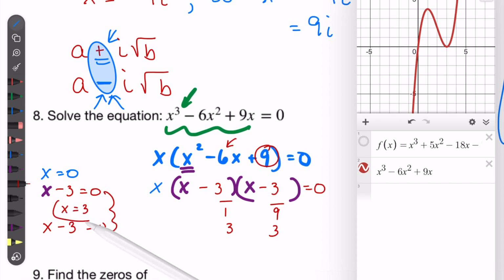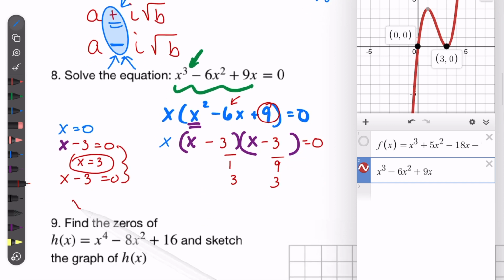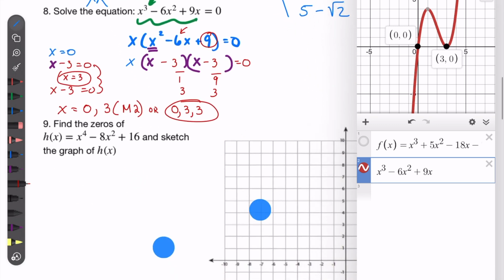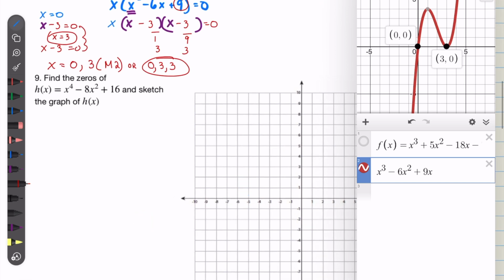x is a positive 3. But that is multiplicity. That means that 3 counts twice. And that's why in your graph it just touches the x-axis and turns away. So our answers for this are x is 0 and 3 with multiplicity 2. Or you could write 0, 3, 3, something like that, to show you found all 3 of them and 2 are the same.